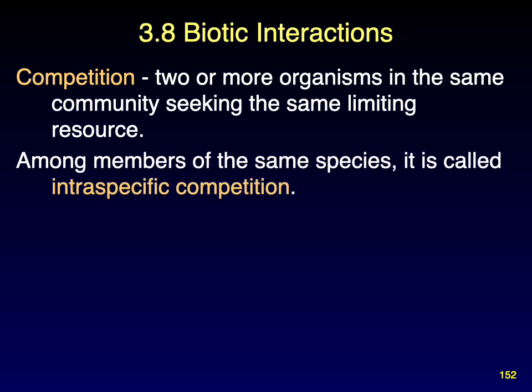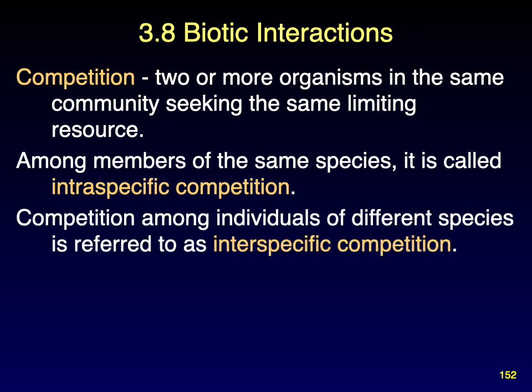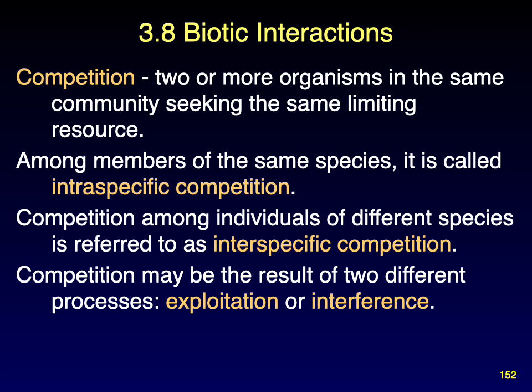If the interaction involves the same species, so as I said before, two ponderosa pine beside each other, that's an intraspecific competition. However, if it's a ponderosa pine and a Douglas fir beside each other, competing for resources, that would be an interspecific competition. Now they can compete in two different ways. There's exploitation, and there is a type of competition, or interference, and I'll define each in just a sec.